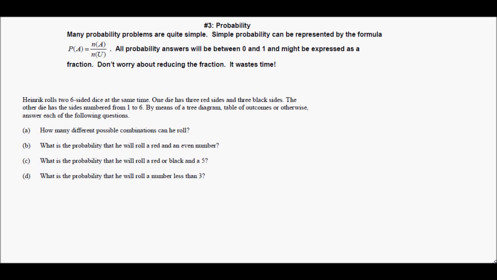So let's look at an example, a pretty straightforward one here. It says Heinrich rolls two 6-sided dice at the same time. One die has 3 red sides and 3 black sides. The other is numbered from 1 to 6. By means of a tree diagram, table of outcomes, or otherwise, answer the following questions. Okay, well, this one, you're best off making a grid, I think, personally.